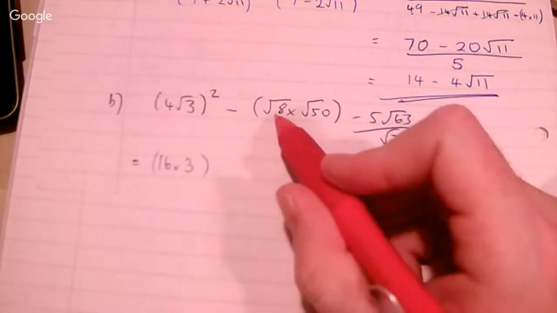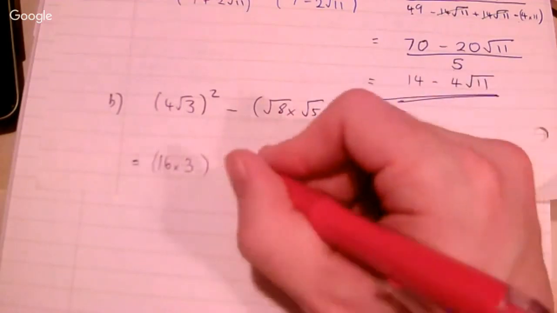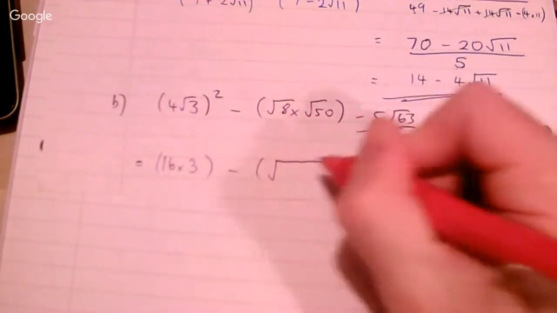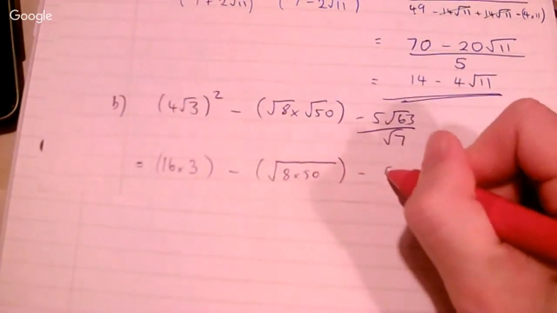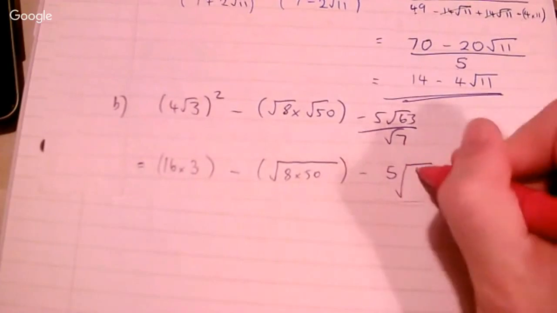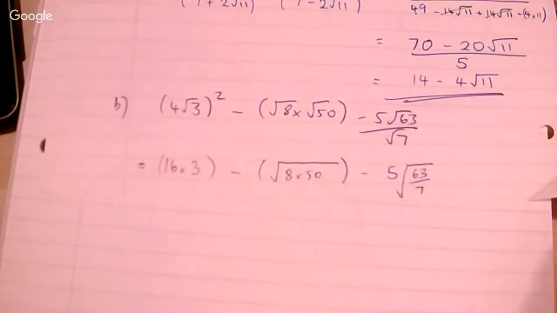This one here would be root 8 times root 50. So you just do 8 times 50 and leave it in one big square root. So 8 times 50 in there. And then the same here, you do 5, you leave that outside, and then it's the square root of 63 divided by 7. Okay, so going on to my next page.